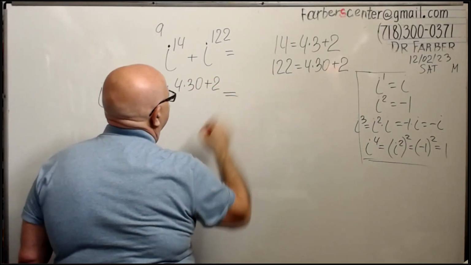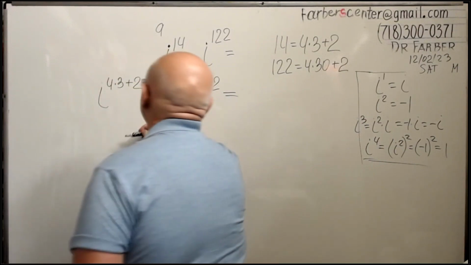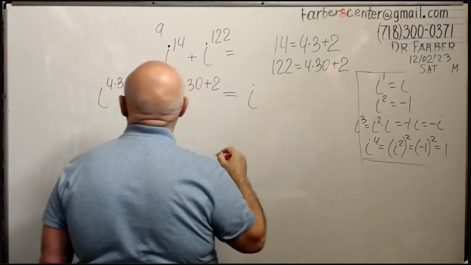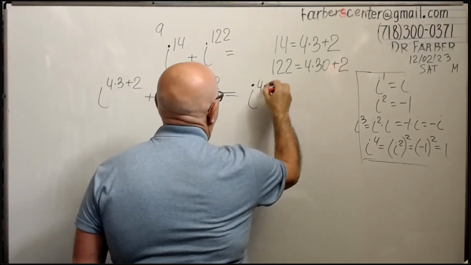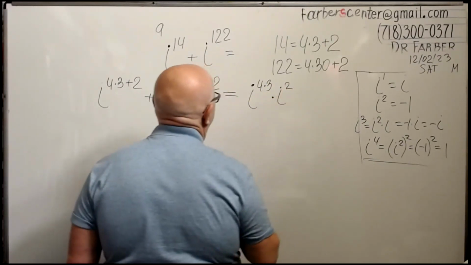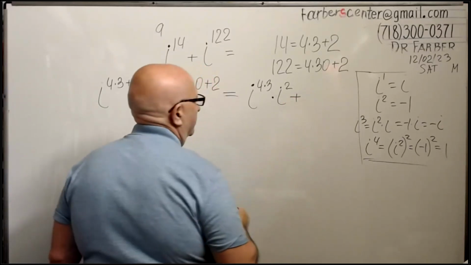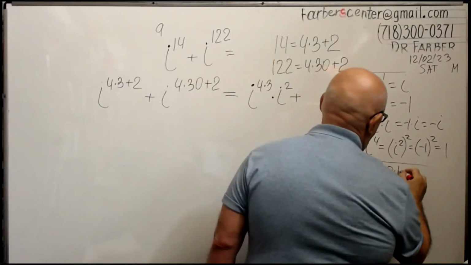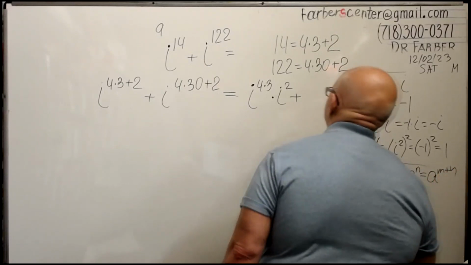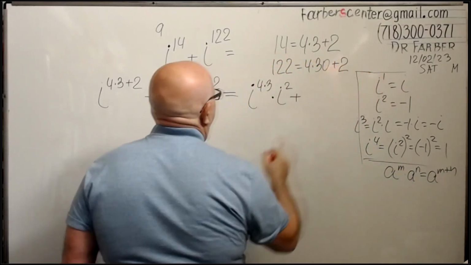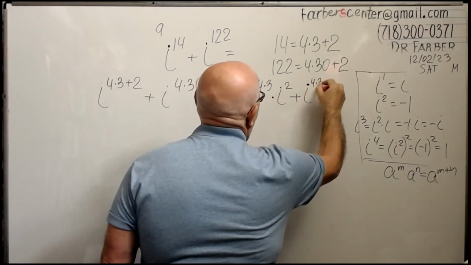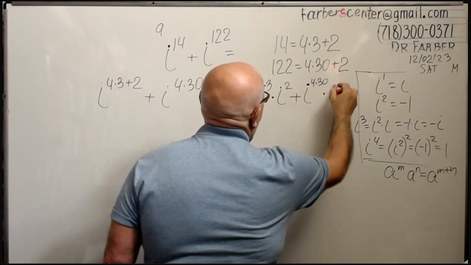I do it deliberately step by step. And what is it? It's the same as i to the power 4 times 3 times i to the power 2, because you know this rule: a to the power m times a to the power n equals a to the power m plus n. Plus i to the power 4 times 30 multiplied by i to the power 2.